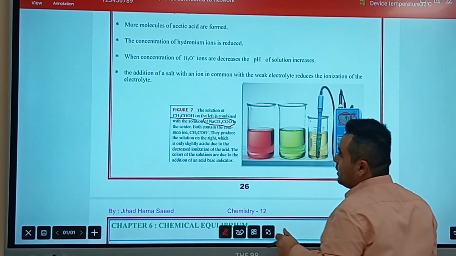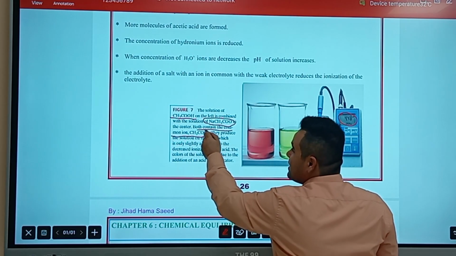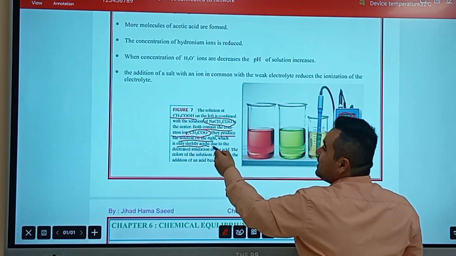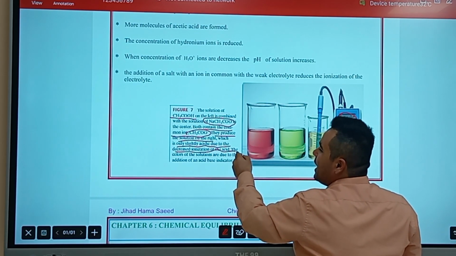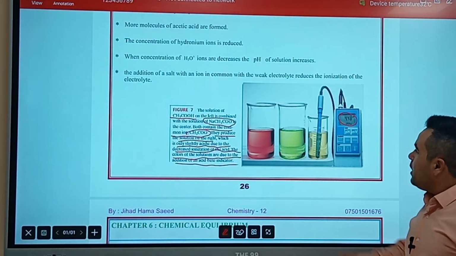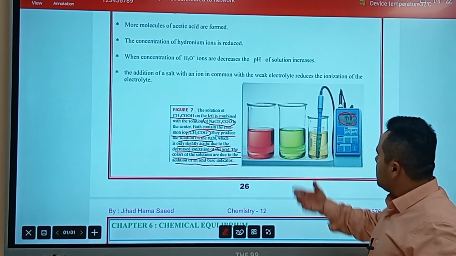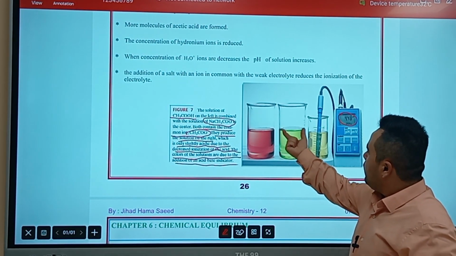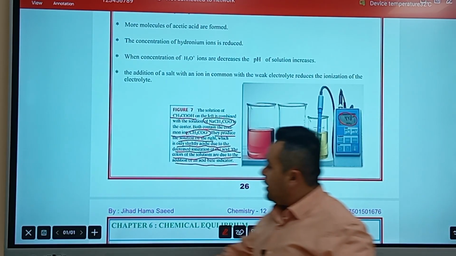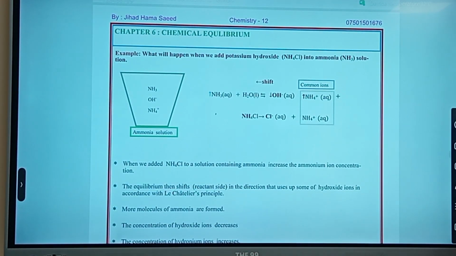than the pH of acetic acid. Both contain the common ion acetate, guys. They produce a solution on the right, which is only slightly acidic due to the decreased ionization of the acid. The colors of the solution are due to the addition of an acid-base indicator. These two colors, the green and the red, are there because we have added indicator to those solutions. That's how, when we add them together, they have a common ion in between, which is acetate, and reduce the hydronium of the solution, or we can say increase the pH of the solution.